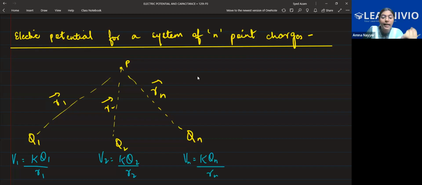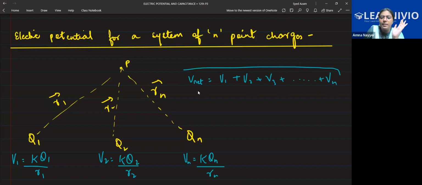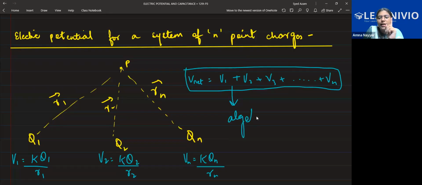How will you get the net potential then? Simply add it or subtract it. Net potential will be V1 plus V2 plus V3 plus V4 up till the nth number. Simply add it. If it is negative, it will get subtracted. If it is positive, it will get added. Basically, which addition is this? This is not your vector addition. This is your algebraic addition.